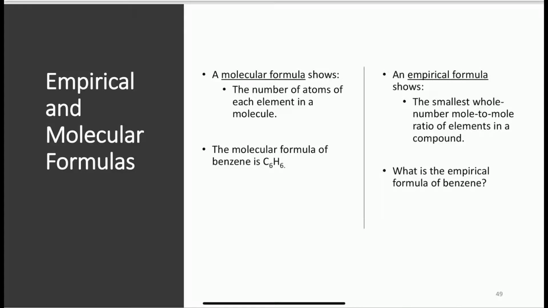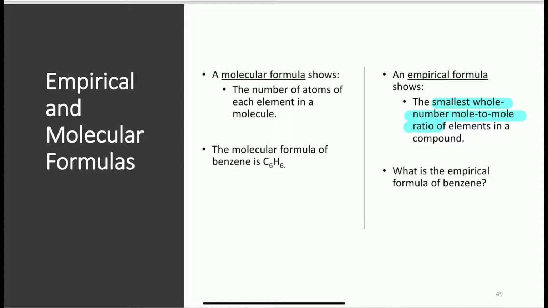An empirical formula, the difference between these is while molecular formula shows you the actual formula, how many of every single atom do I have in that formula, an empirical formula shows us the smallest whole number mole-to-mole ratio of the elements in a compound. And this is what I want you to remember. I want you to remember this terminology, smallest whole number mole-to-mole ratio. Because if you can remember that, you can do any empirical formula problem without any issue. You need the smallest whole number ratio, and they need to be mole-to-mole ratio. So you got to convert to moles. But what does that mean?